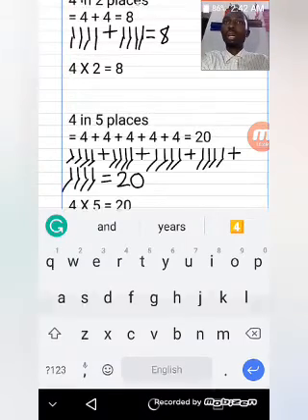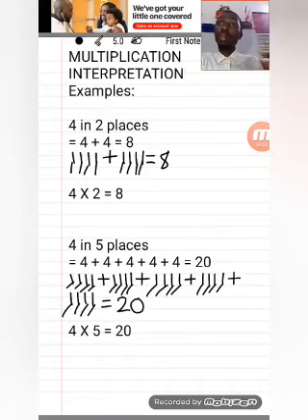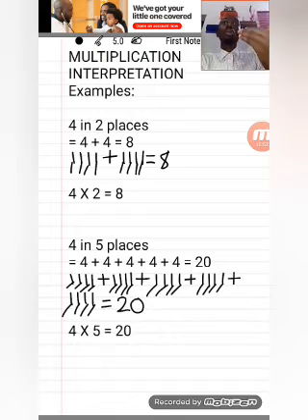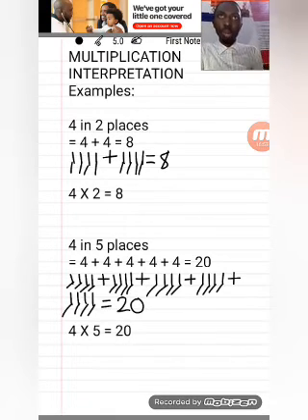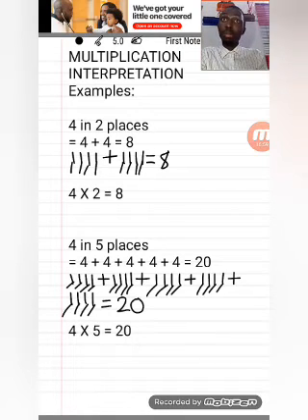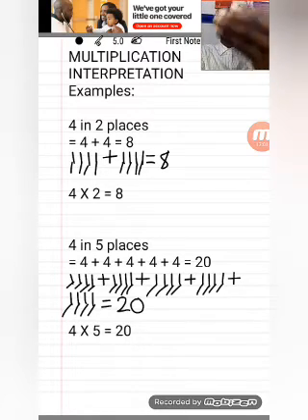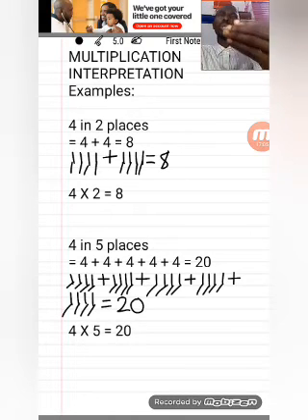So these are the multiplication facts, and this is multiplication interpretation as well. So I'll be giving you some little word problems, or statements, which you should be able to interpret with the facts, and with the way to interpret multiplication. So ensure you do them properly.